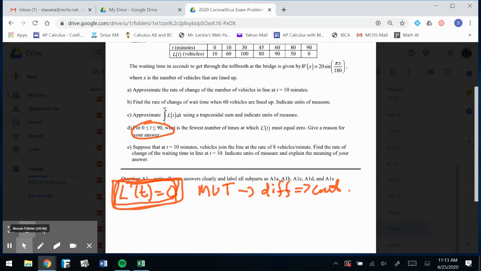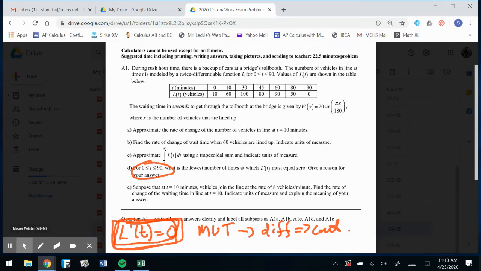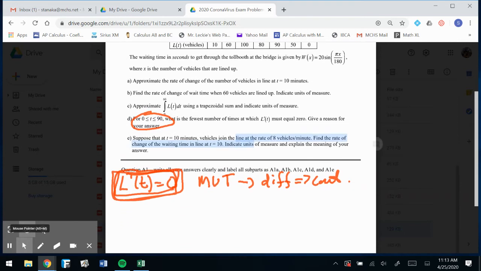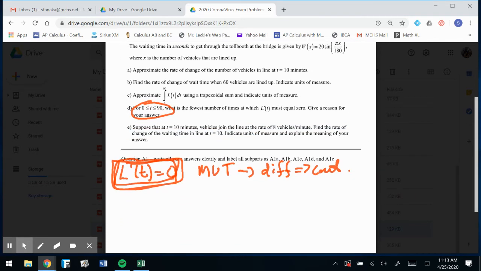And if we go back to earlier in the problem, it says here that it is a twice differentiable function. So you want to make sure you state that, okay? So we would say L is differentiable, and I'm not going to write all that down, okay, you guys, but we'll say L is differentiable from 0 to 90. So we know the MVT applies because if it's differentiable, it's got to be continuous. Okay, now how am I going to use that?